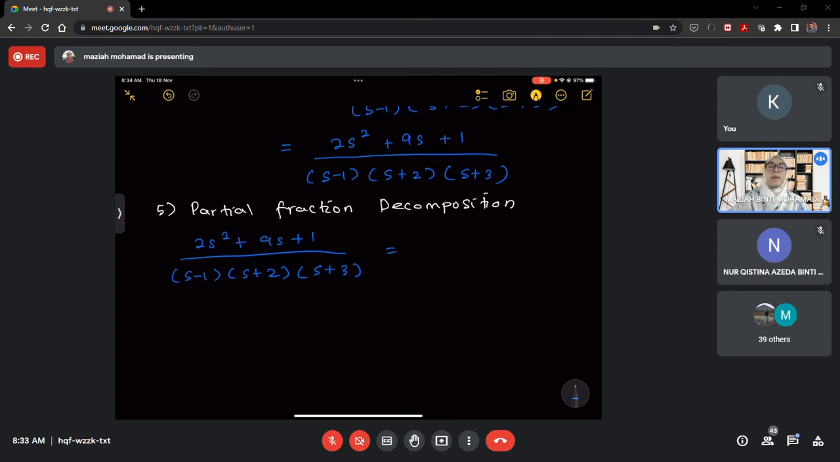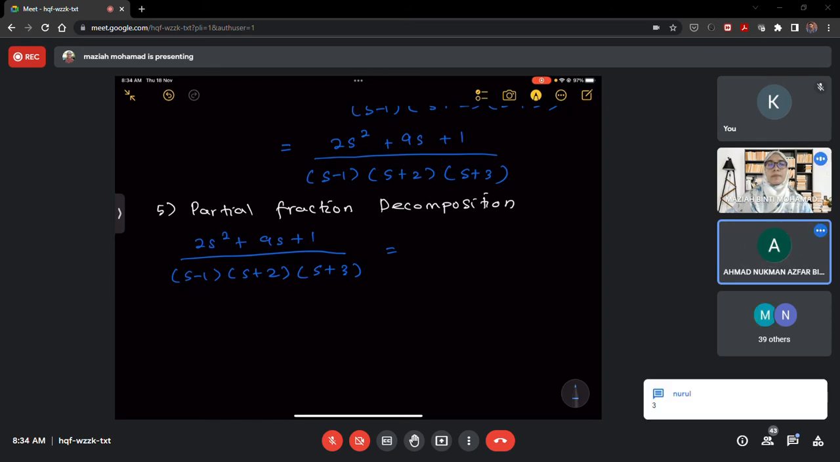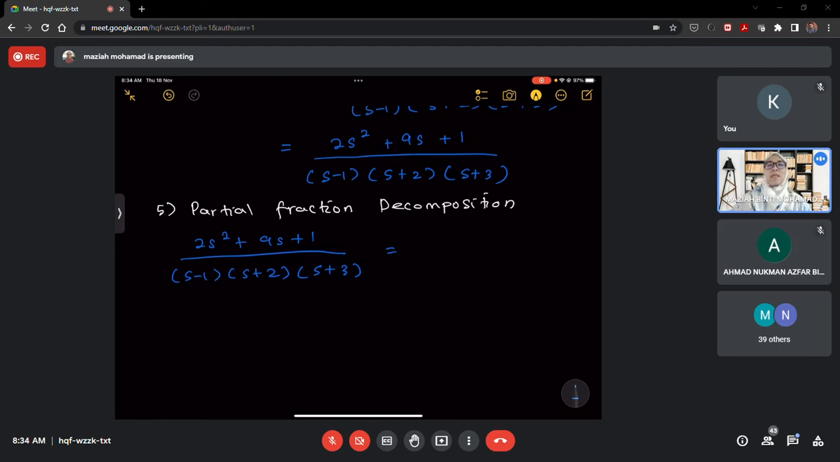Open the table. Okay, there are 5 functions there. So which one is similar to our function here? Number 1, number 2, number 3, number 4, number 5. Number 3. Okay, the answer is number 3.